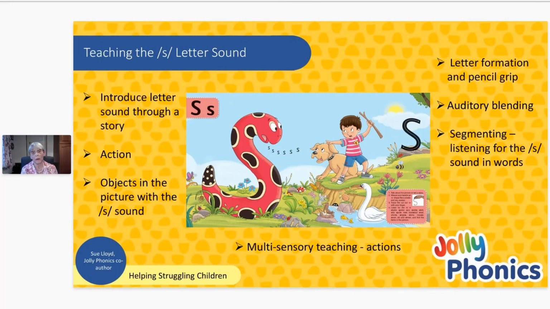Then we can teach them how to form the letter by looking at it, following the line, going over it, doing it in the air, getting a good pencil grip and trying to write it. We can't do blending, of course, because we haven't got enough letter sounds, but we can do auditory blending, and that is tuning the children in to blend by themselves.